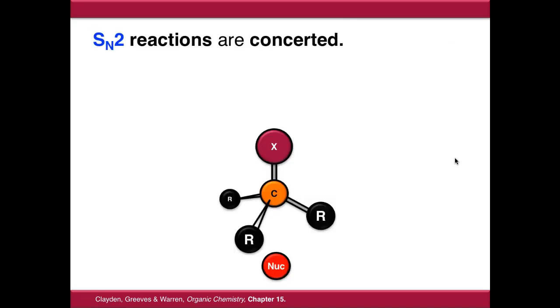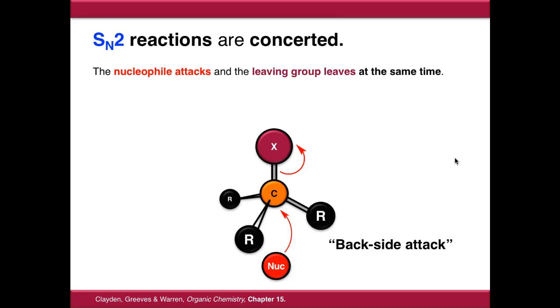So SN2 reactions are concerted. This means that everything happens in this one step. It all happens at the same time. Now if we look at this from a curly arrow point of view, we would draw something like this. Now this is often called a backside attack because the electrons that are coming in from the nucleophile need to attack the backside of the carbon leaving group bond because we're attacking the sigma star anti-bonding orbital, which is around here.